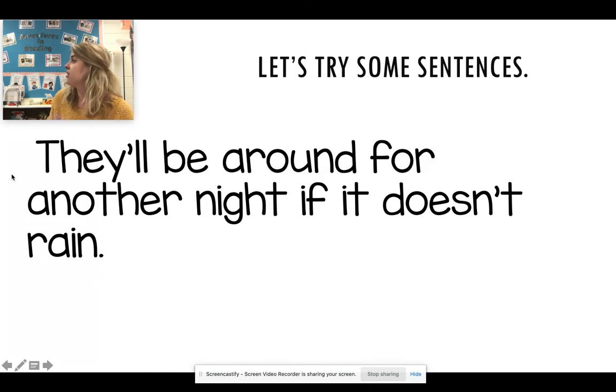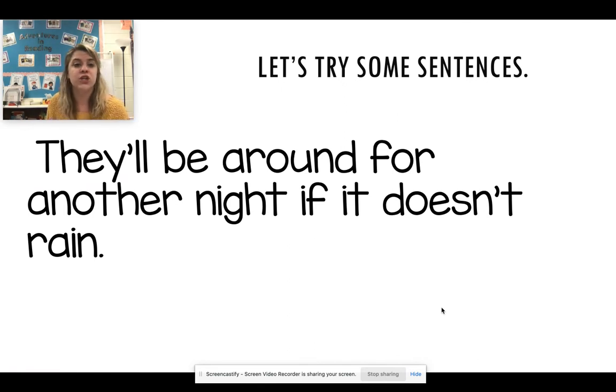They'll, there's that word they, and then LL for that we used from will. They'll be around. This word around is a red word. They'll be around for another, that is a red word, night if it doesn't, here's your contraction, does not, doesn't rain. All right, so go ahead and fix, if you have any mistakes, go ahead and fix those, and then we will move on to red words.